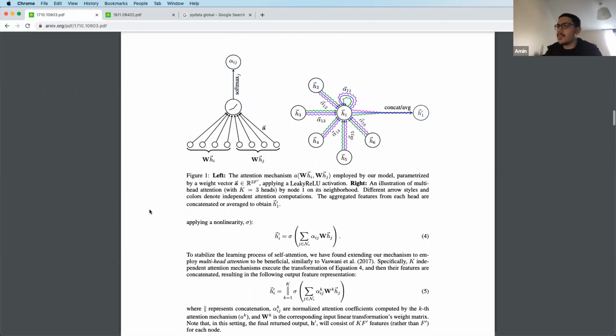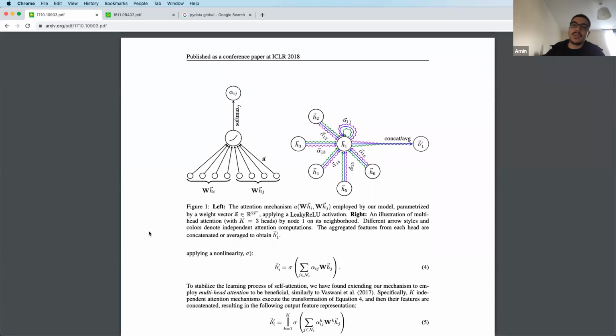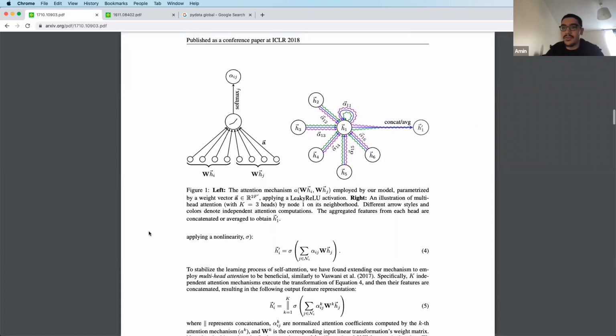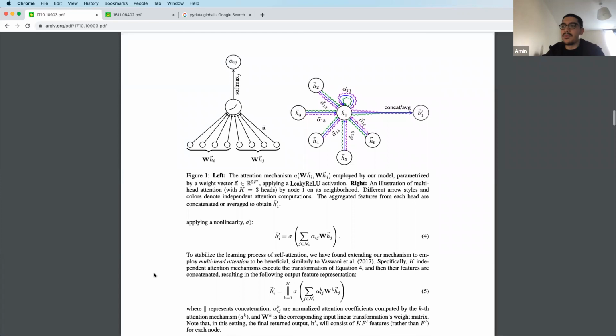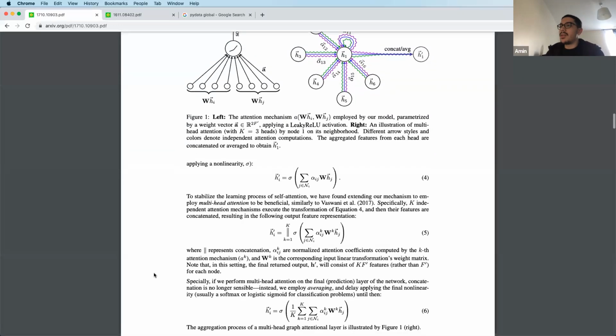Okay, so in terms of the experiments, what they did was multi-head self-attention. So what happens here is that the attention mechanism is repeated independently some number of times, and then the output vectors are concatenated to get the final multi-head output for the layer.